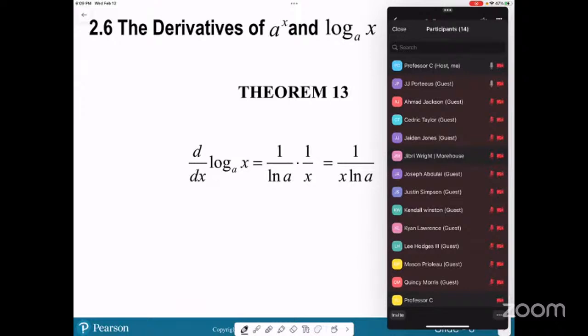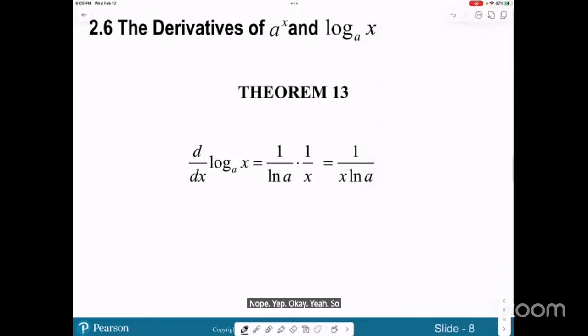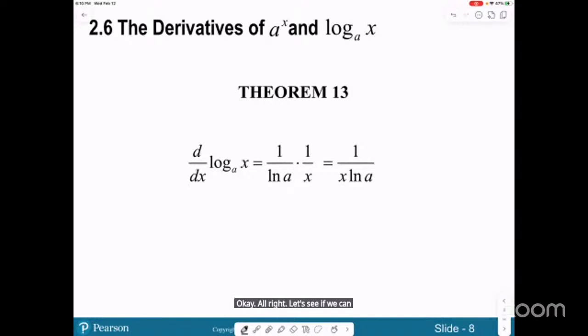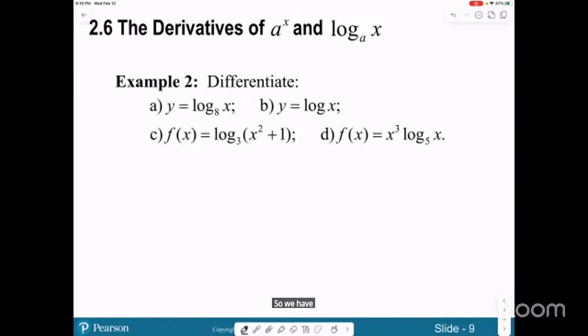Yeah. So again, the derivative of natural log is du over u. So the derivative of common log base a is still du over u, but times the 1 over the natural log of a. Okay. All right. Let's see if we can see this in action. So we have a few examples here.